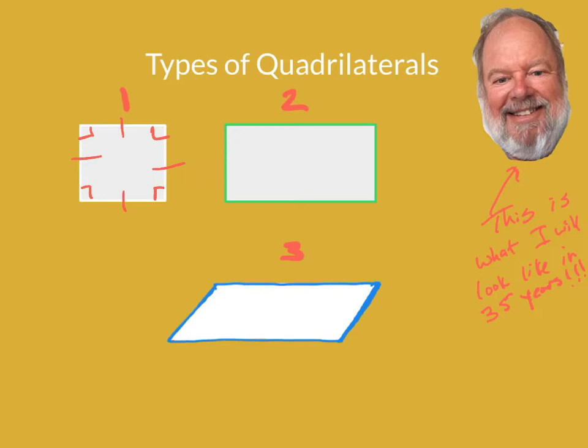Shape 2 is a rectangle. Rectangles have opposite sides that are equal and parallel. And for the angles, they also have 4 right angles or 90-degree angles, which add up to 360. And below, we have a parallelogram. A parallelogram has 2 pairs of equal parallel sides. So here we have these sides would be equal and parallel, and these sides would be equal and parallel.